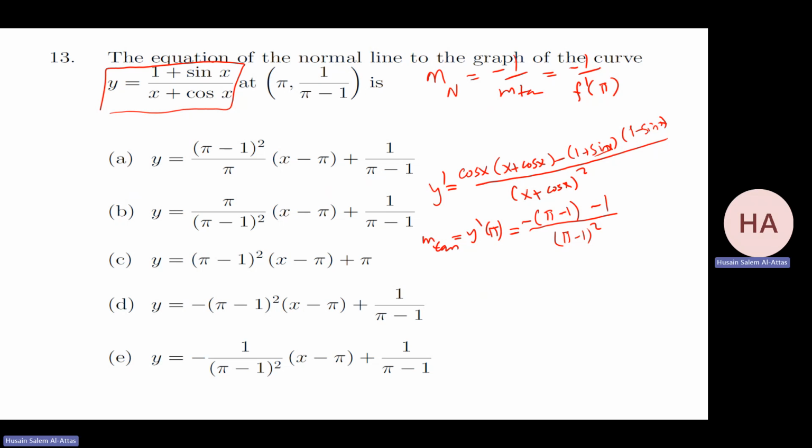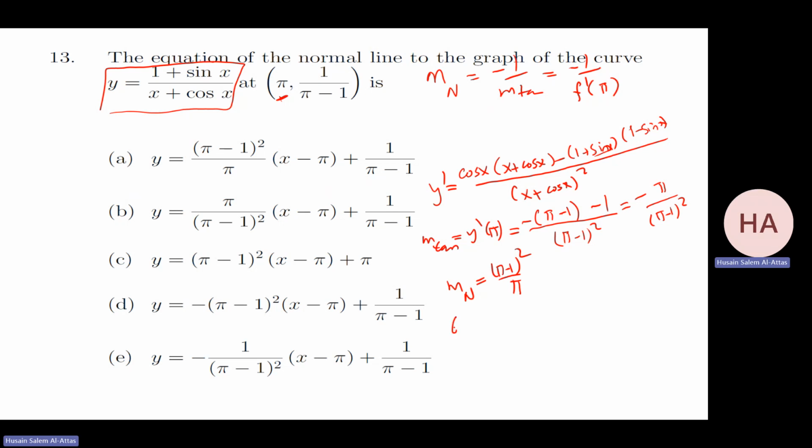Okay. Now at pi, I want to do it at pi, yes. That will give me what? y prime at pi: cosine pi, which is minus 1. This is pi minus 1. This is 0, this is minus 1. This is pi minus 1 squared. Okay, so it's minus pi over pi minus 1 squared. The slope of the normal will be pi minus 1 squared over pi.